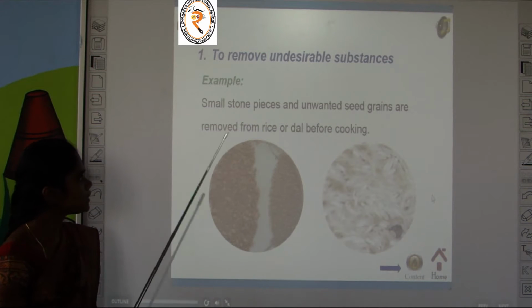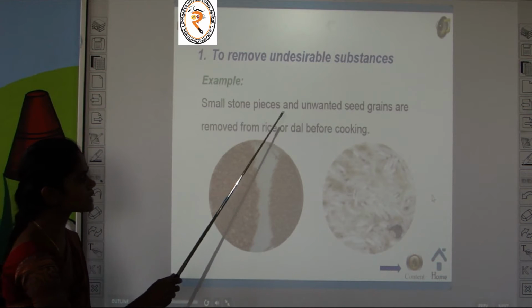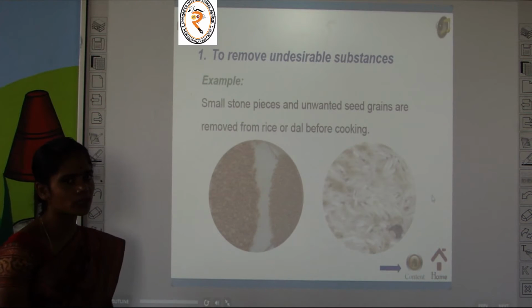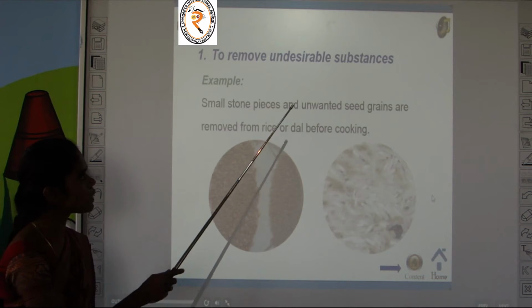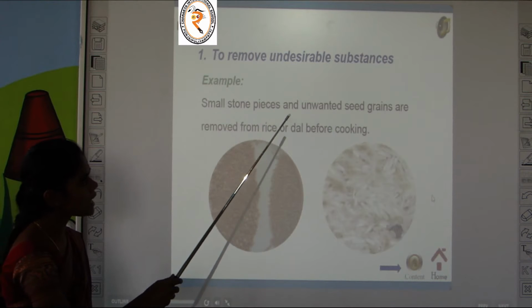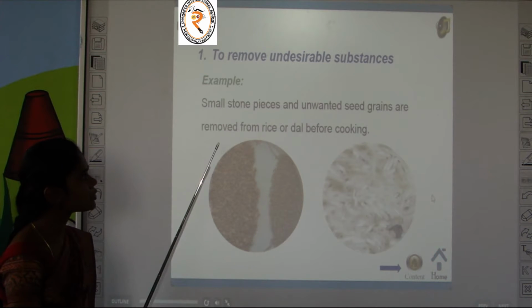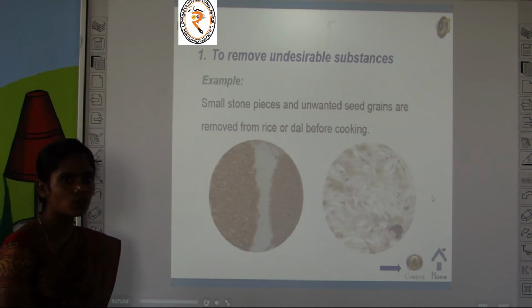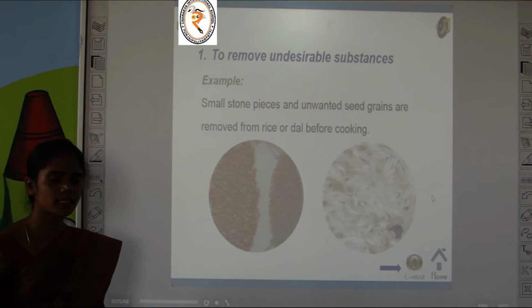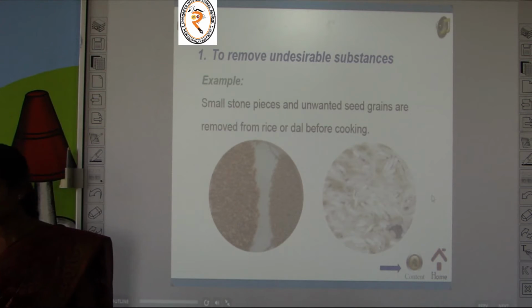Look at the picture. For example, small stone pieces and unwanted seed grains are removed from rice or dal before cooking. Isn't it? This is an example of removing undesirable substances. Sometimes some small stones and other grains are mixed in the rice. So before cooking we have to remove those undesirable substances. Okay, and the next one.